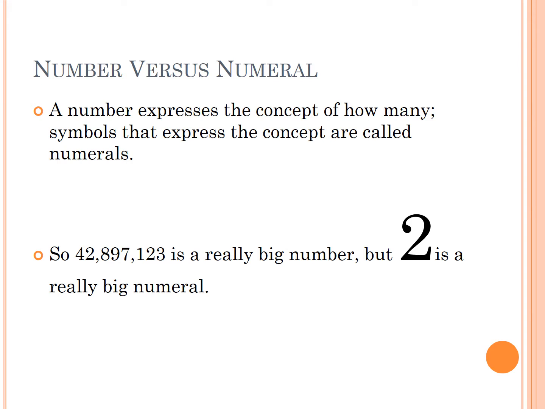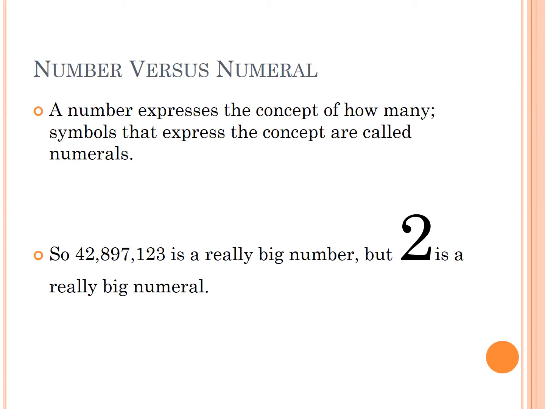So first, what is a numeral compared to a number? A number is a concept. Everyone around the world can talk about two-ness or three-ness as how many objects are there, but we don't always agree on how to write down that concept. So how we write it down is called a numeral.